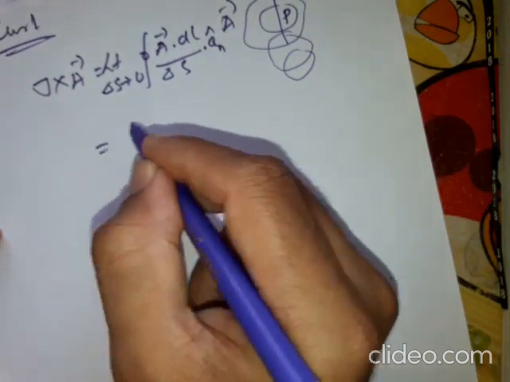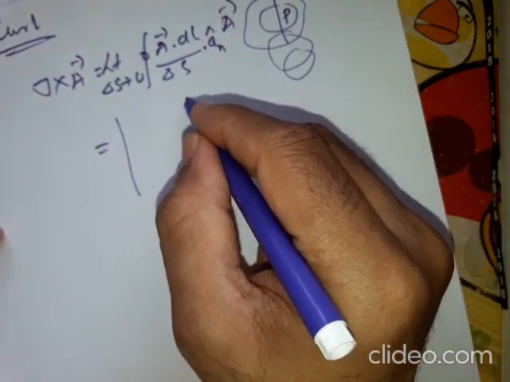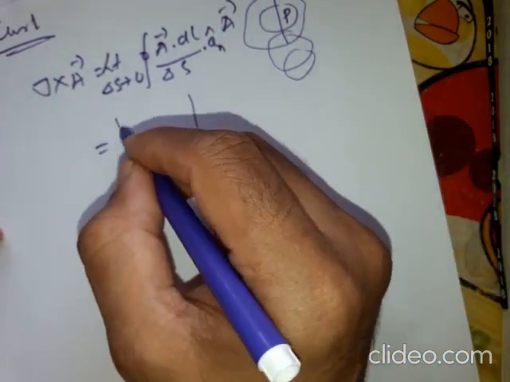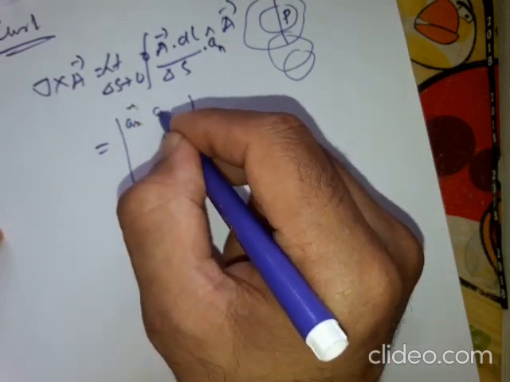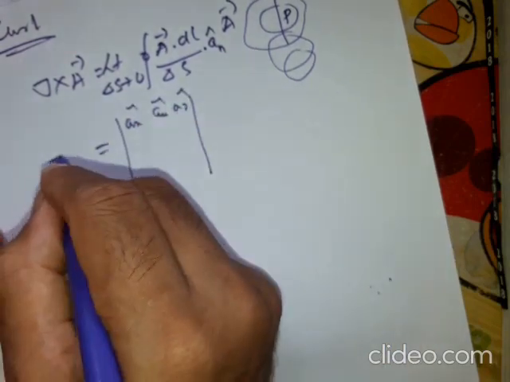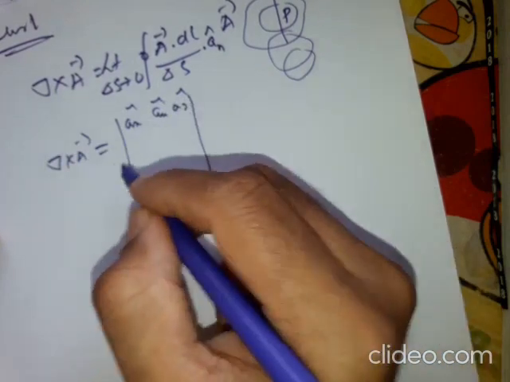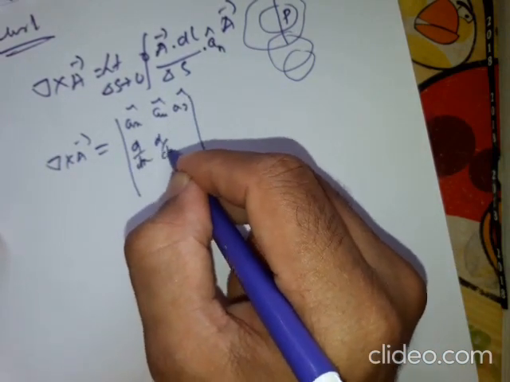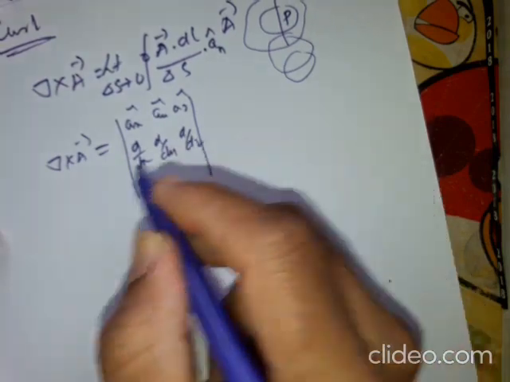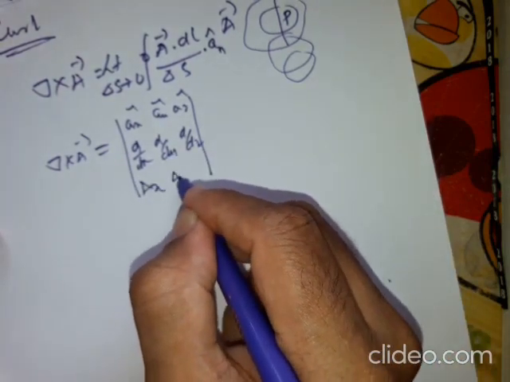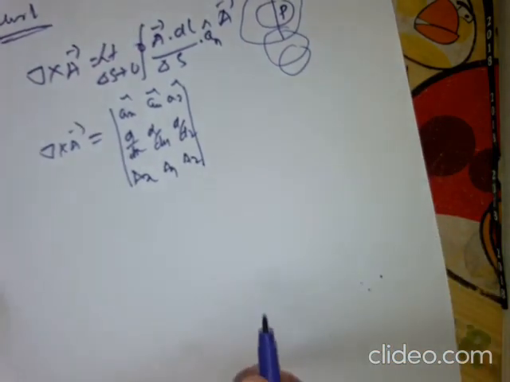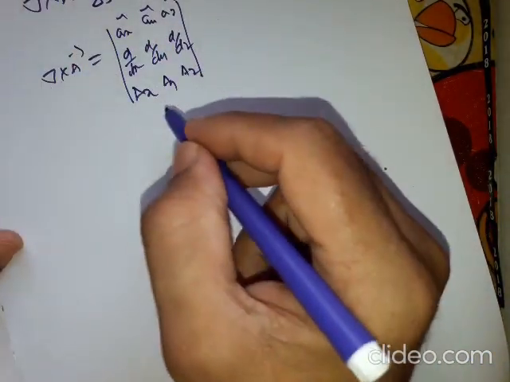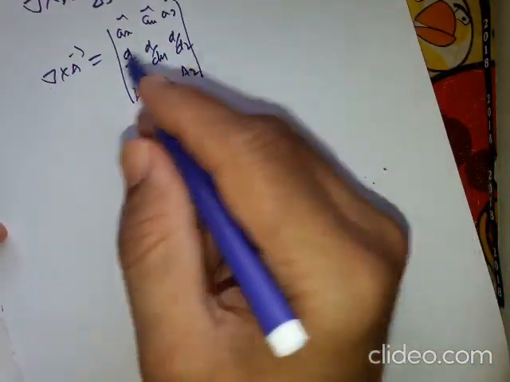Or this in simplified form is written as a determinant with ax cap, ay cap, az cap in the first row, d by dx, d by dy, d by dz in the second, and Ax, Ay, Az in the third. So this is the curl of A.